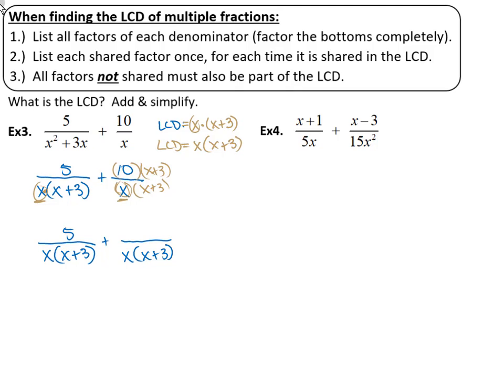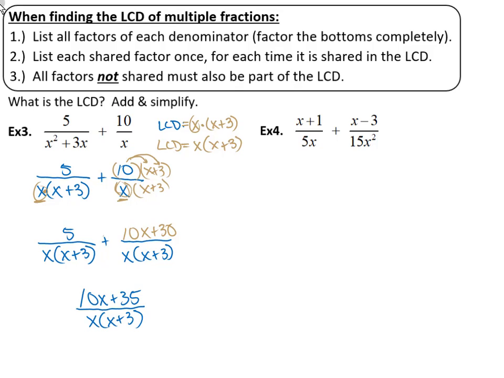Okay, now here, notice that we are using parentheses like we should. And we do need to distribute that 10. 10x plus 30. Okay. Now don't try to factor this back out. I want to go ahead and try to add these together first before I try any final simplifying or factoring. So 5 plus 10x plus 30. We can combine the 5 and the 30 up top. We get 10x plus 35. And the bottom, x times x plus 3.